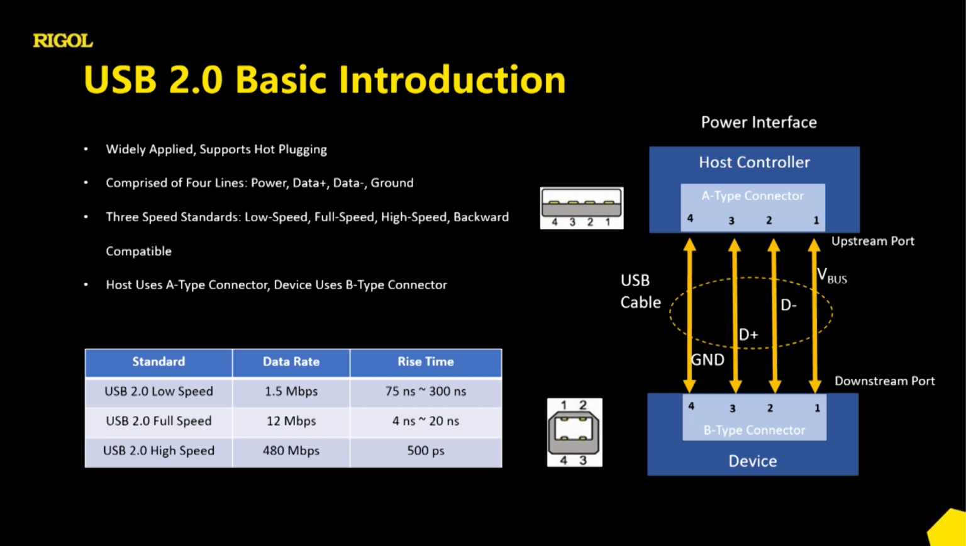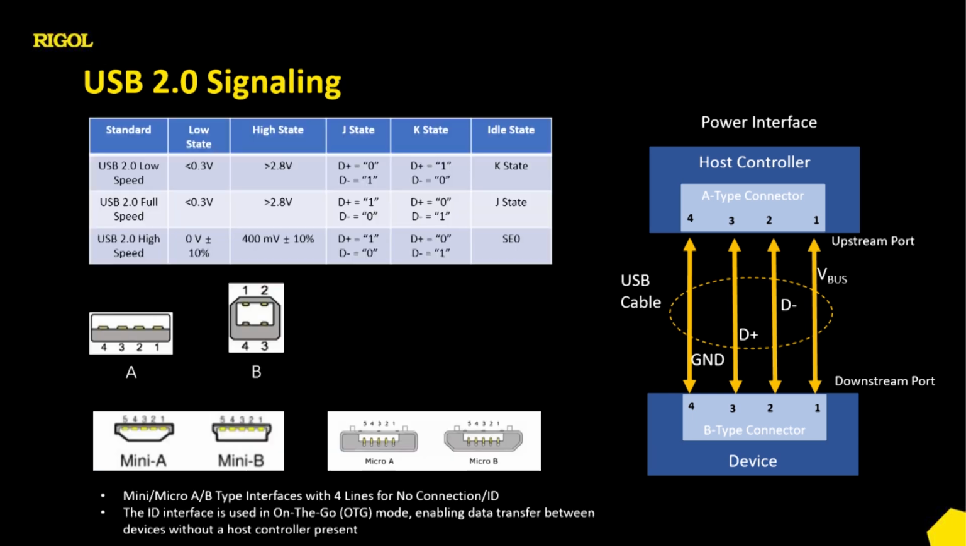USB 2.0 replaced and consolidated the USB 1.1 specifications that defined low-speed and full-speed data transfer, and it introduced high-speed data transfer. USB 2.0 is backward compatible with USB 1.1 and 1.0 and has 3 speed modes as shown in the table below: low speed 1.5 megabits, full speed 12 megabits, high speed 480 megabits. There are also some differences in the definition of state under different standards for signaling of USB 2.0.